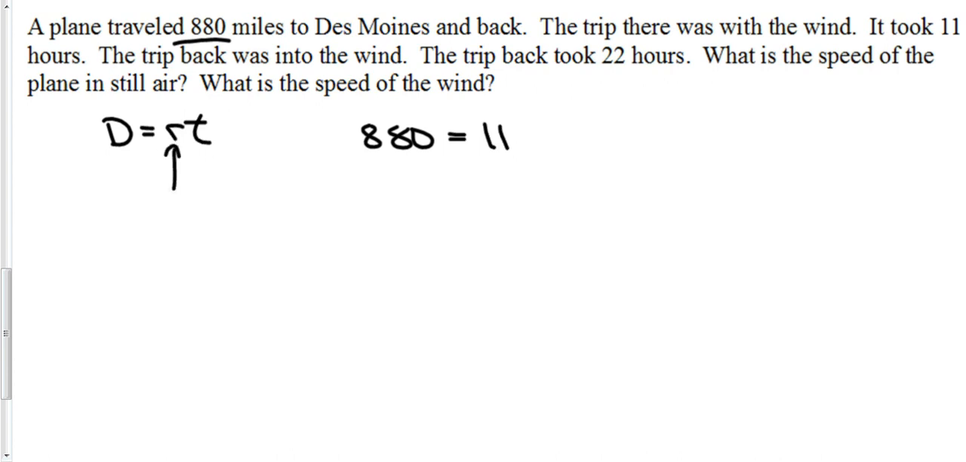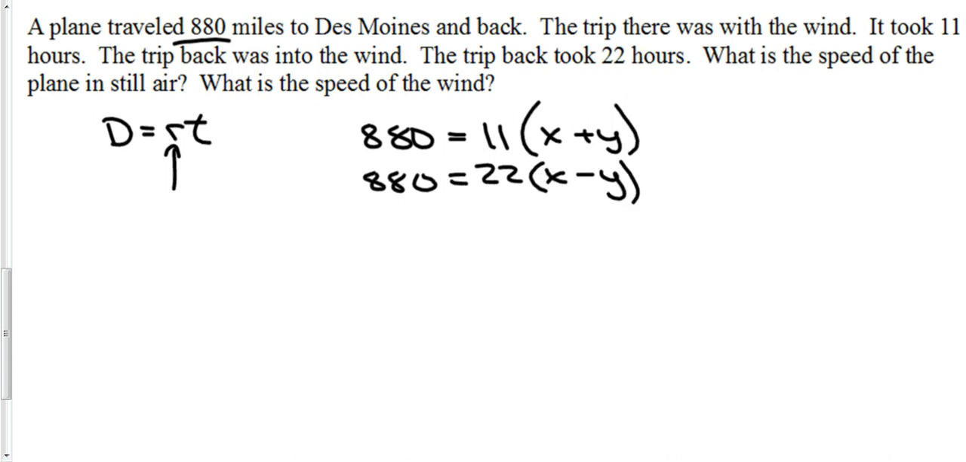So I have to think about this, is that when you're flying in a plane or when you're going up a river or down a river in a boat, right? If you are going with the wind, the wind is making you faster. So you would add those two speeds together. Okay? On the other hand, on the way back, which takes 22 hours, we are going against the wind, so the wind is making you slower. Okay? So my system of equations would look like this.